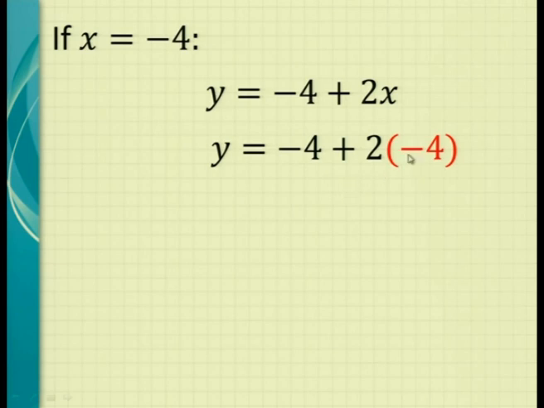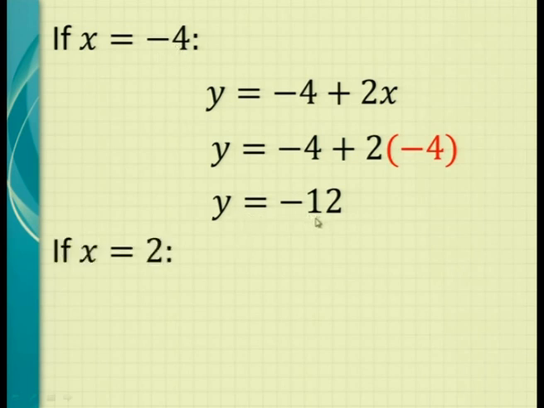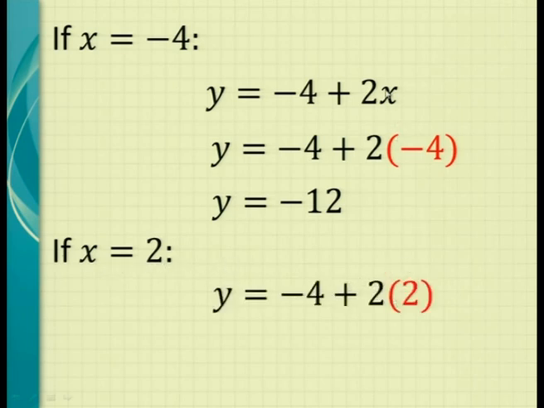It's very easy. Minus 4 multiplied with plus 2 gives you minus 8. Minus 8. Am I right? And minus 8 and minus 4 gives you minus 12. So if x equals minus 4, y equals minus 12. What about the other one? If x equals 2, then we say, right, let's substitute the same as we did there. 2 times 2 is 4, minus 4 plus 2 will give you 0. So if x equals 2, then y equals 0.